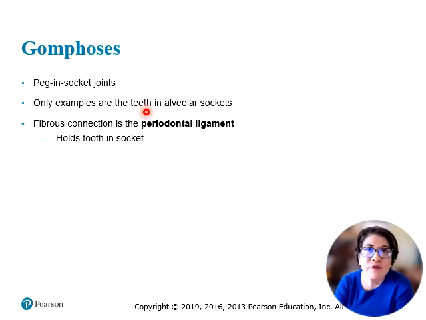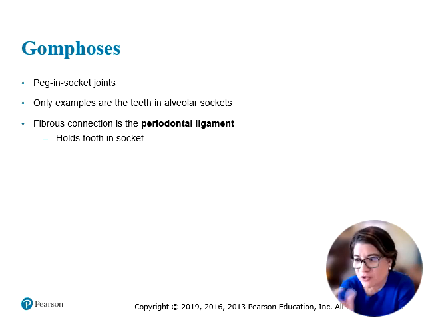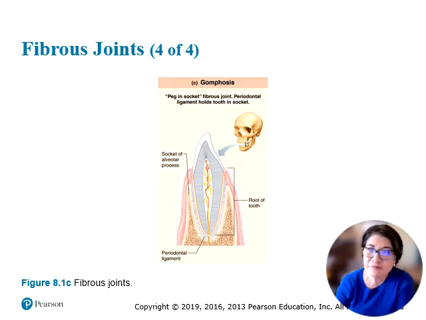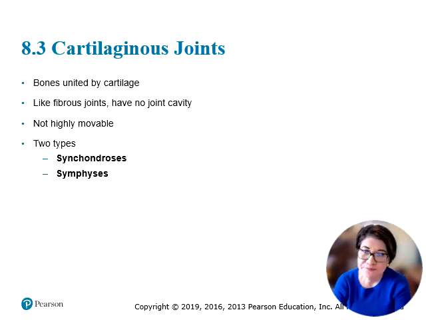And then gomphoses are peg and socket joints, like in your teeth. So if you've ever had a tooth pulled, the dentist has to wiggle and break that joint in order to pull the tooth out, and that's called a periodontal ligament. So there they are. That's another type of joint there, and it is immovable, and it's fibrous until you lose your tooth.